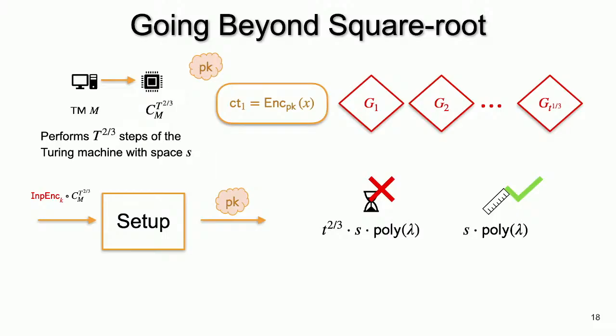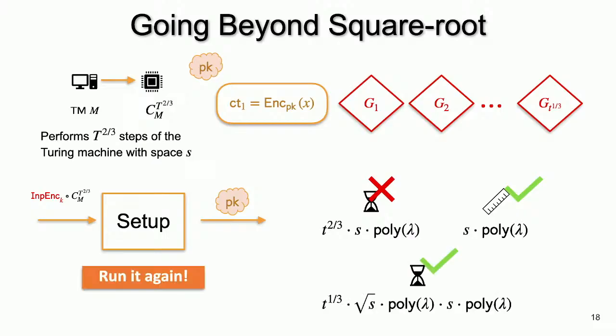I run my square root procedure on this. What do I get? I get t to the 1/3 times square root of s times poly lambda. And now if I combine t to the 1/3 with t to the 1/3 garbled circuits, I have something t to the 1/3. So you do get s times square root s, so you get s to the 3/2. But this is because of the Turing machine to circuit thing. There is some inefficiency here. In the paper, we explain how to get rid of this.